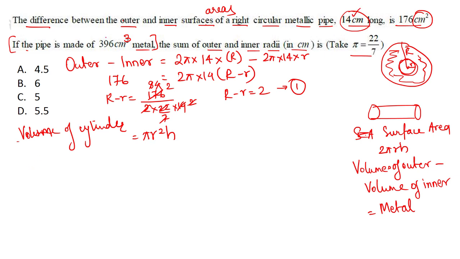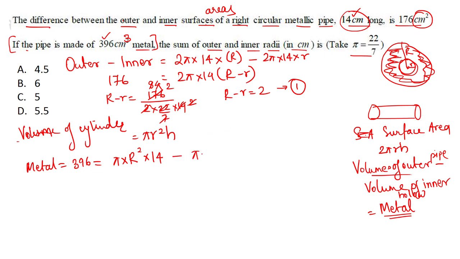Here h is the height or the length, 14 centimeters, and r is the radius. Now, what we know is the pipe is made of 396 centimeter cube metal. So, this part which I am shading is the metal part. So, how can we get it? Volume of the outer pipe minus volume of the inner hollow pipe, that is nothing but the amount of metal. When you subtract the volumes, you get the amount of metal. So, the amount of metal is 396 centimeter cube, which equals pi into capital R square into length 14, minus pi small r square into length 14.